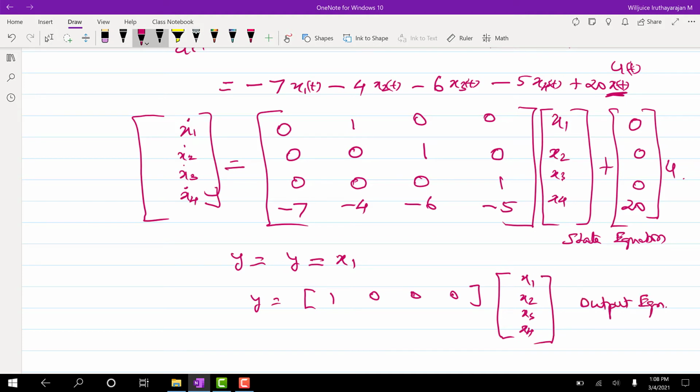So this is the way we develop the state model representation for the system which has been represented by the differential equation.